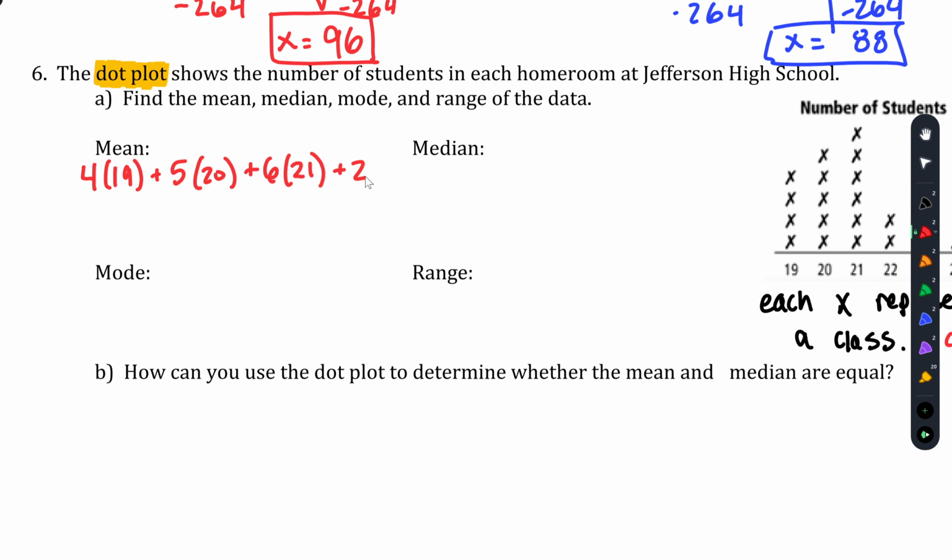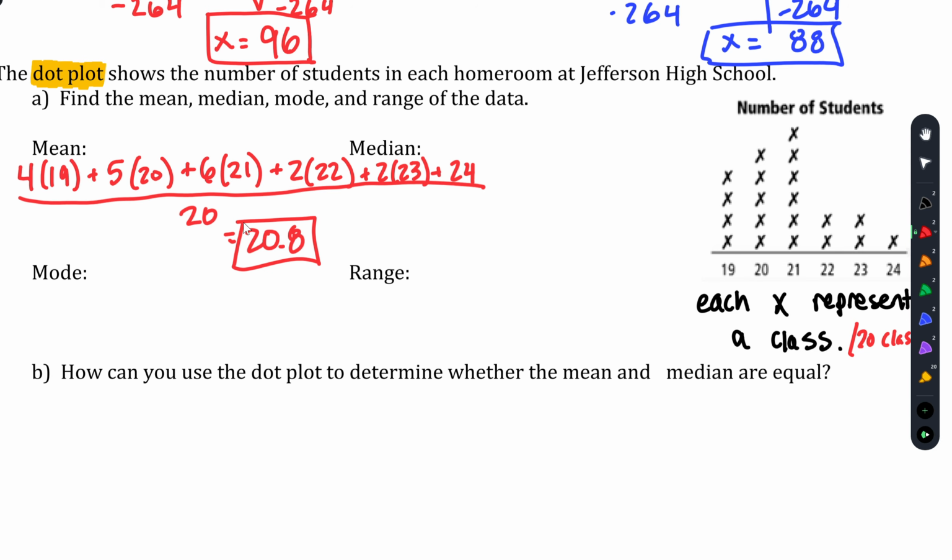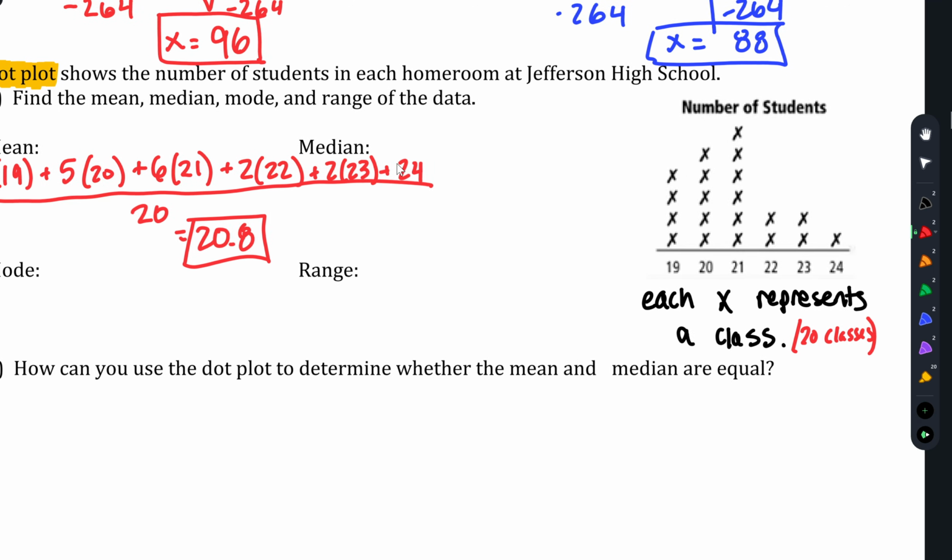There are 2 classes with 22 students. 2 classes with 23 students. And then there is 1 class with 24 students. Much easier to type into my calculator, I think. There's 20 total classes, so I do my mean, my average, just like that in my calculator. I'm going to end up with 20.8. Any questions on that?